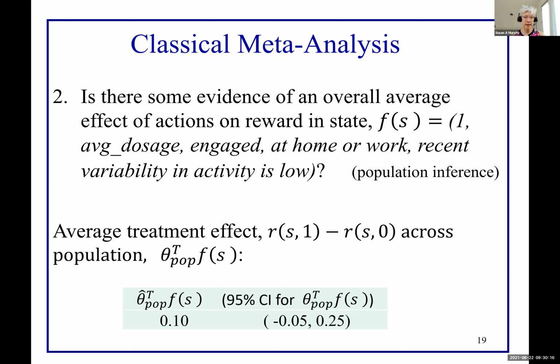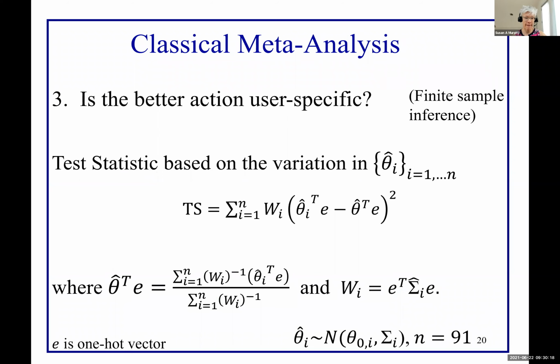So now we're going to look at treatment effect heterogeneity. Is the better action user specific? In classical meta-analysis, what one generally does is switch to the finite sample. We're just looking at these 91 users. Is there evidence that among these 91 users, there are differences in effects?